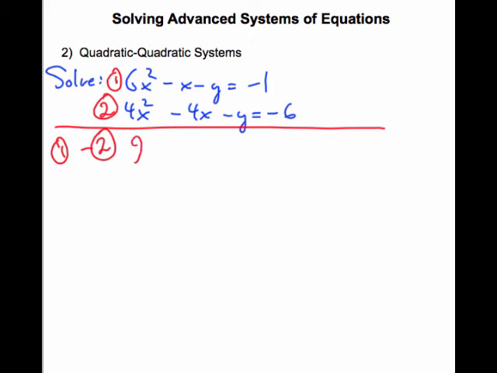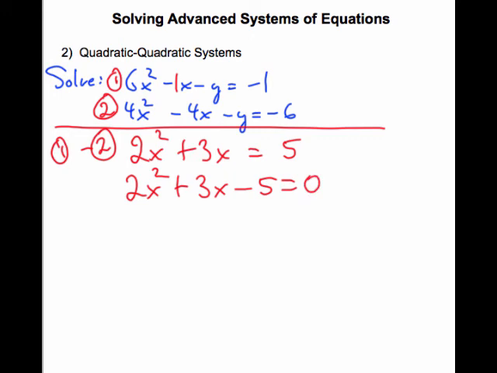So 6x squared minus 4x squared is 2x squared. Negative 1x minus negative 4 is positive 3x. Negative y minus negative y is 0. And negative 1 minus negative 6 is 5. And I get myself to an equation in one variable, a quadratic equation, which I know I set to 0 to solve.